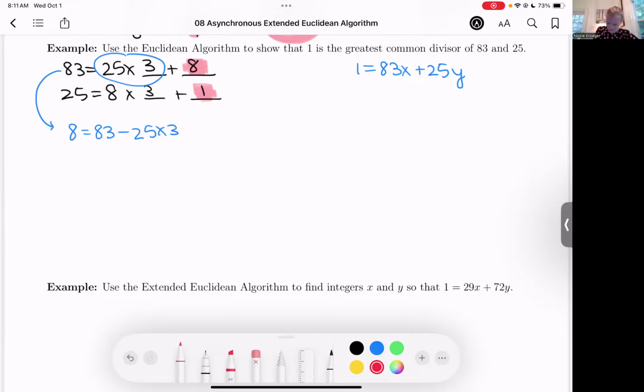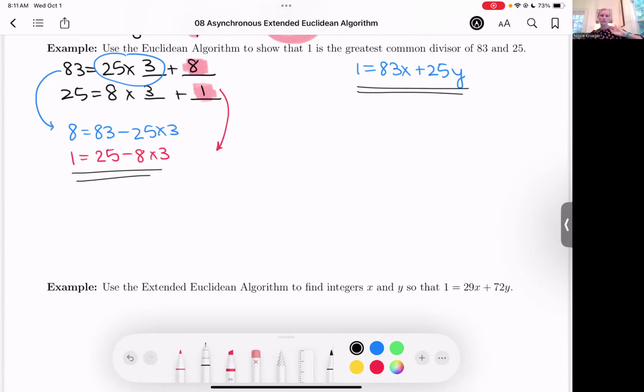And then I do that with the other equation for the 1. I'm going to solve for 1, which means I'll subtract the 8 times 3 over. So this is 25 minus 8 times 3. So what am I going to do now? This last equation is kind of in the form I want. I want 1 is equal to something, and I want it to be equal to something that has a 25 in it, but I also want it to have an 83 in it. Right now, this piece doesn't have any 83s in it.